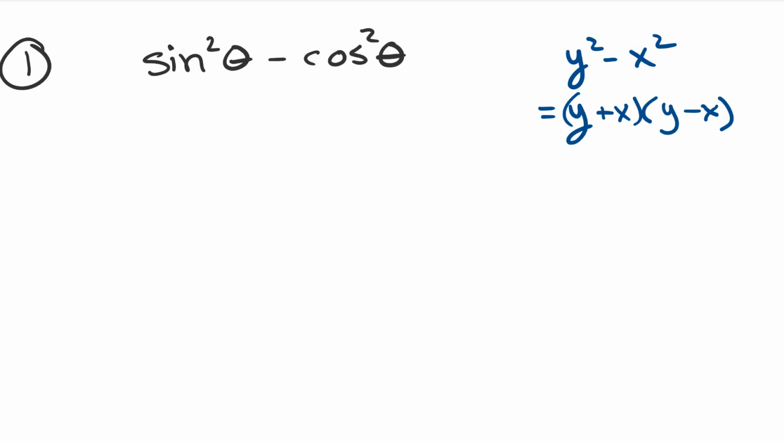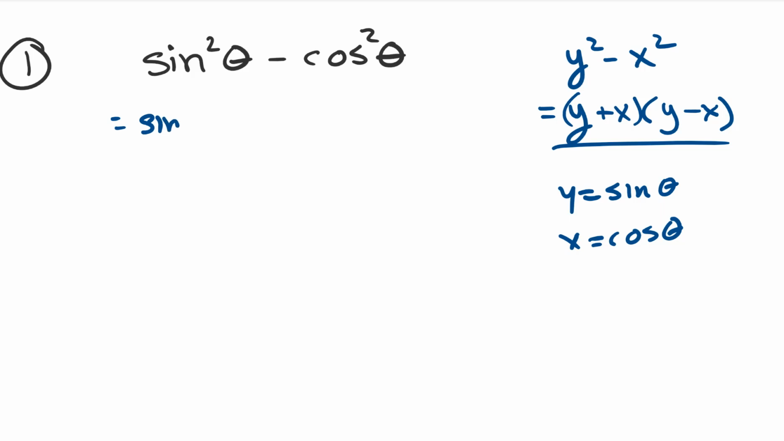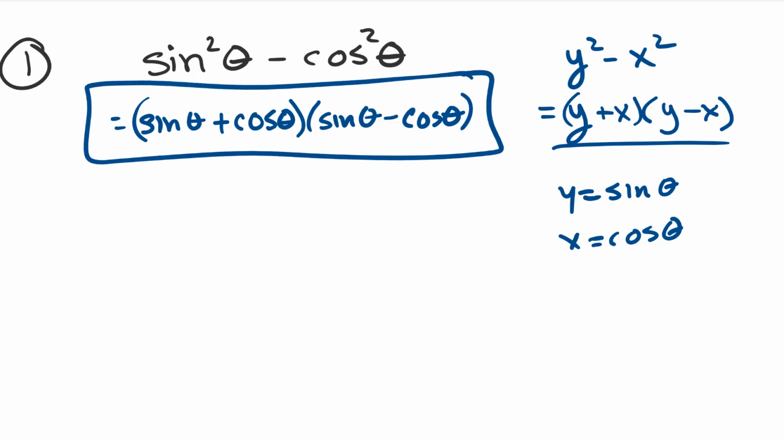We're going to perform the same thing. We're just saying right here that y is sine of theta and x is cosine of theta. All the same rules. So this is just sine plus cosine, sine minus cosine. That's what this is equal to. Difference of squares. Nothing else to do, it just asks us to factor it.